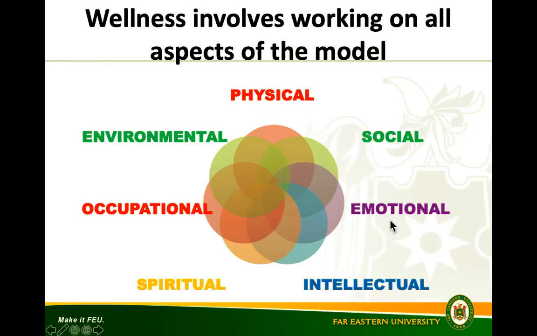Next is the emotional wellness, which is the ability to manage stress and express emotions appropriately, also with an appropriate facial expression. So an emotionally well person has an appropriate facial expression for her emotions. Also, it involves the ability to recognize, accept, and express feelings, and to accept one's limitations. All right, so that is emotional wellness.